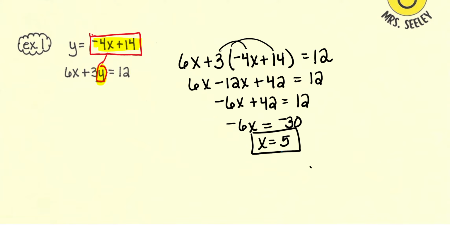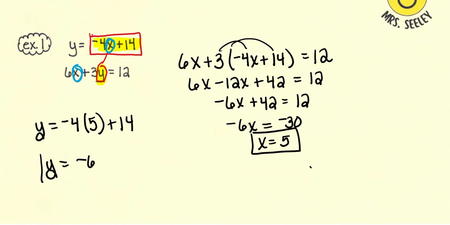You may go to any of the places where x is. I can substitute it right there for that x, or I can substitute it right there for that x. I think the easiest place to go is this top equation because it says y equals, and that's what we want to solve for. So y equals negative 4, but where that blue x is, I'm going to put 5, plus 14. That gives me negative 20 plus 14, which is negative 6.